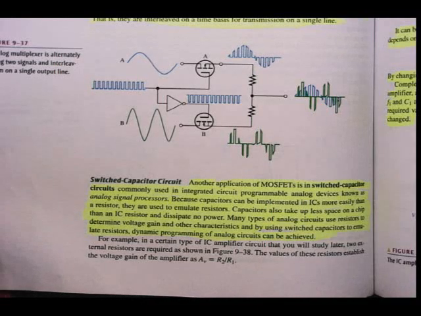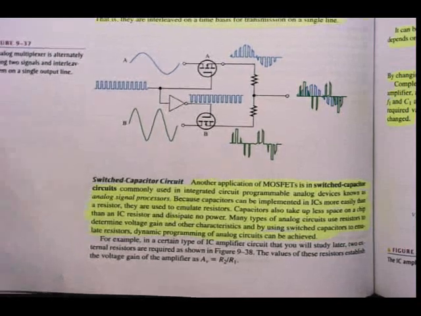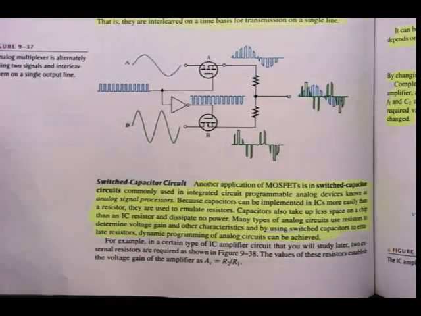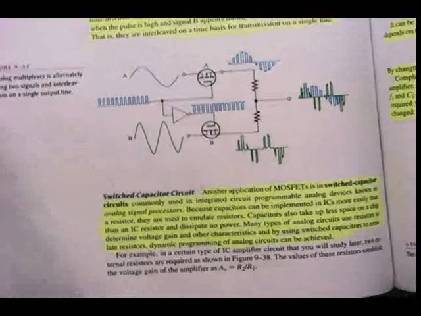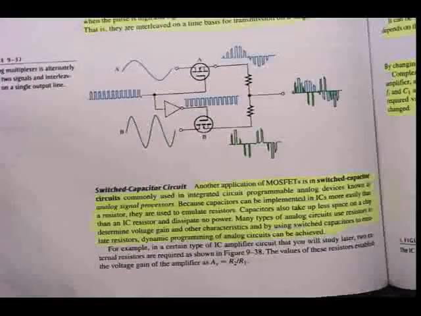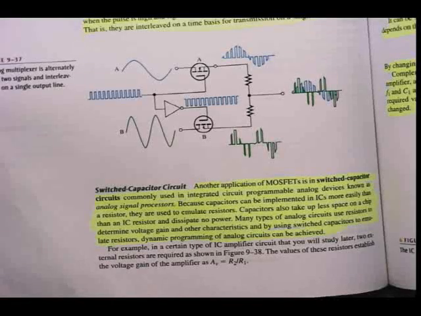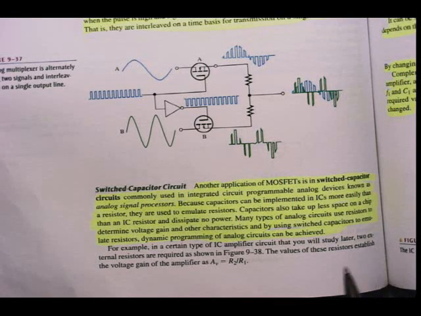Now you've done capacitor and capacitor characteristics in Electrical Engineering 1, and those were one of the factors that you were supposed to learn there as well. So if you can't remember, you'll have to go and do some revision. All right. For example, in a certain type of IC amplifier, these IC amplifiers will be discussed in Electronics 3 again. But this is just an application just to show you where these switch capacitor circuits are used.